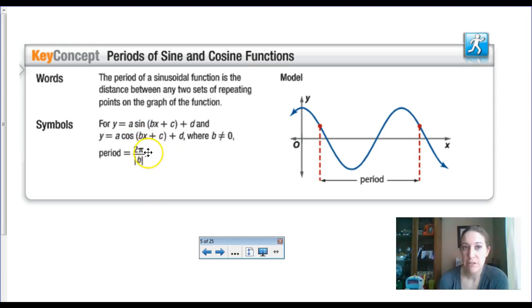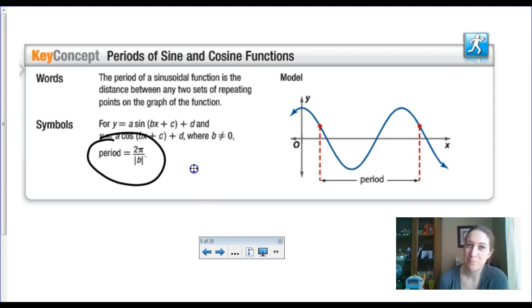However, if there's a b value in your function, that shortens or lengthens the length of the period. So what you're going to have to remember is that the formula for period is 2 pi divided by whatever that b value is. B value has a couple of different uses for us when we get to trigonometric modeling. Period is the amount of time it takes for the wave to complete one cycle, but the B value tells you how many waves are completed by 2 pi.